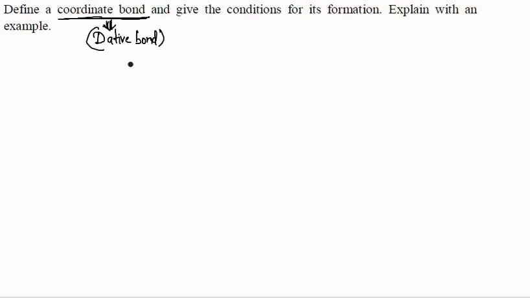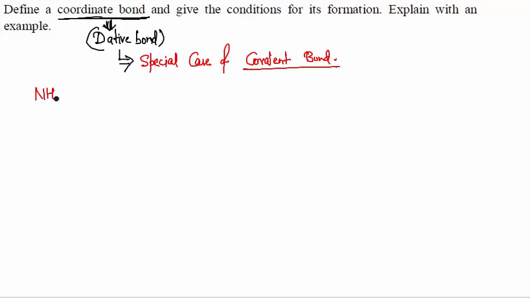Basically, the coordinate bond or dative bond is a special case of covalent bond. So first we will see what a covalent bond is, through an example. Suppose we take NH3. First you can draw the structure of this NH3, ammonia.